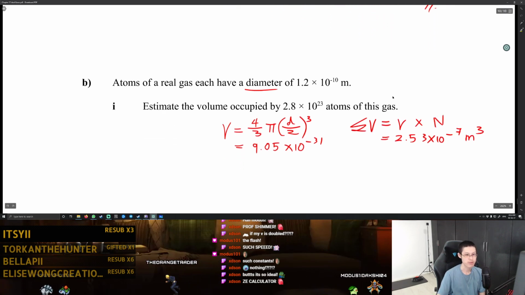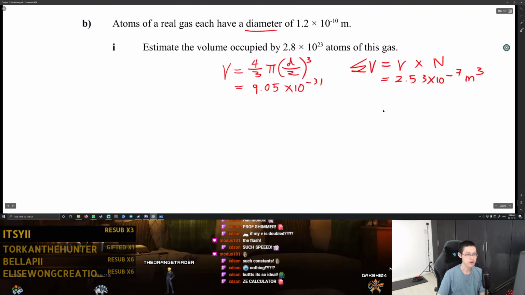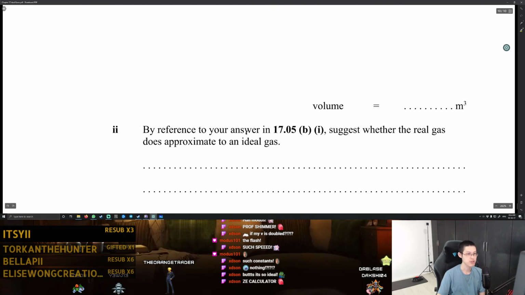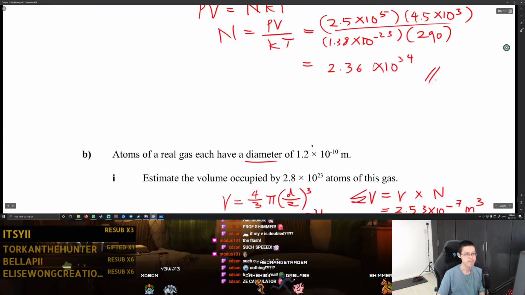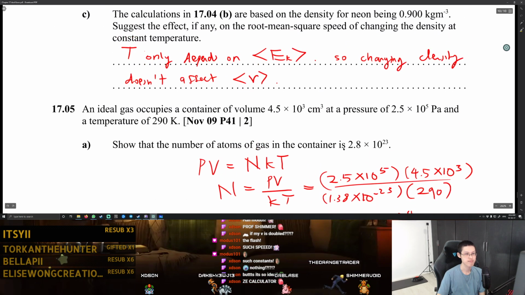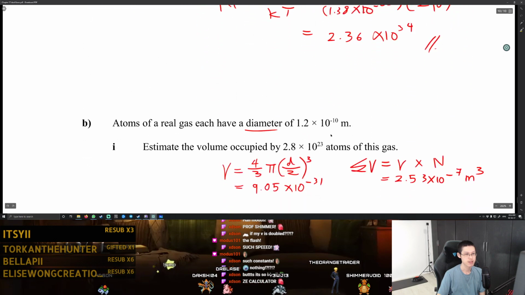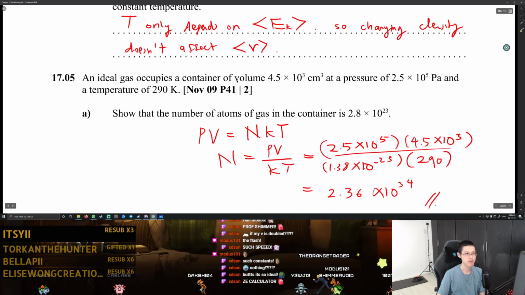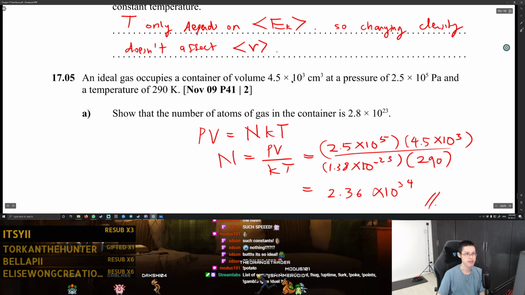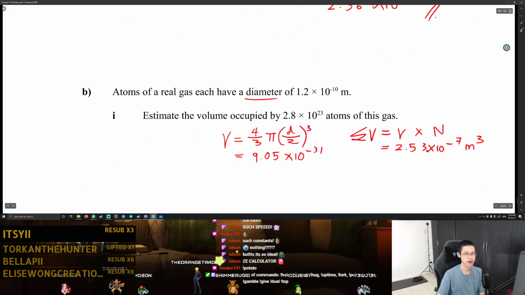All right, so now that we have estimated the volume occupied by this gas, by reference to your answer, suggest whether the real gas does approximate to an ideal gas. Okay, so you can see here for an ideal gas, the volume of the container is 4.5 times 10 to the power 3, right? But then the volume that the gas occupies is only 2.53 times 10 to the power negative 7.